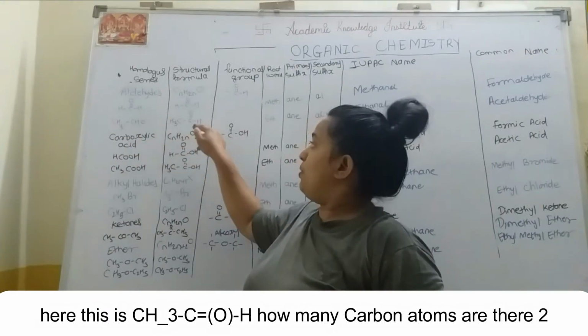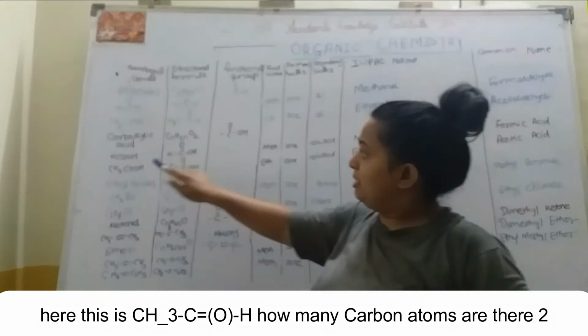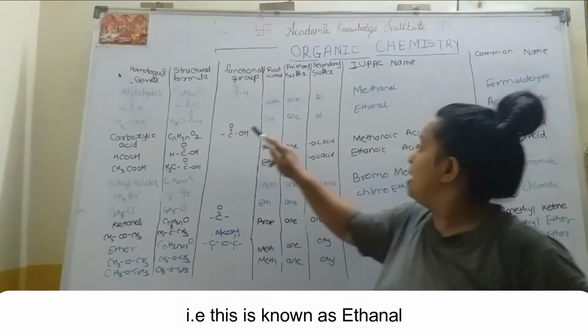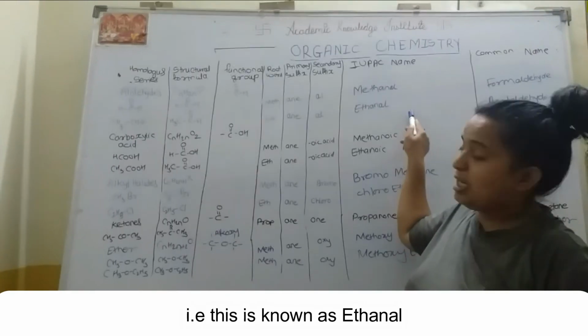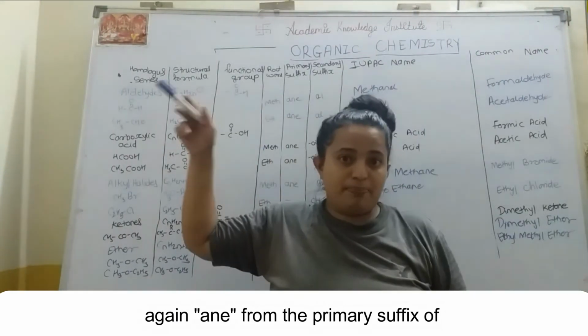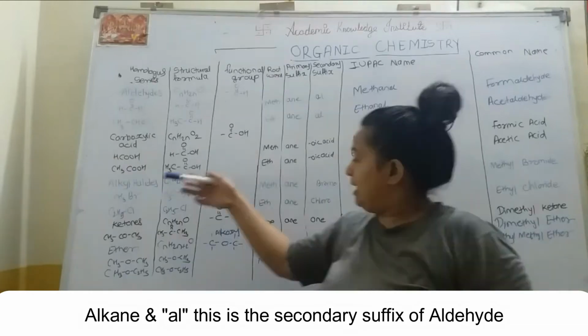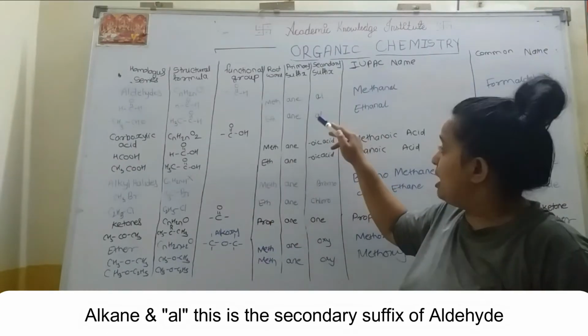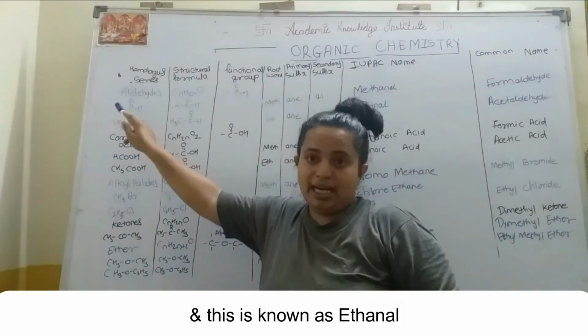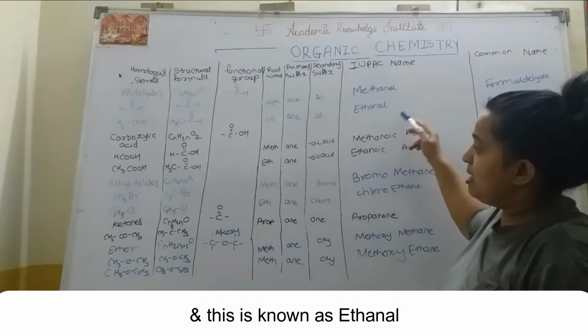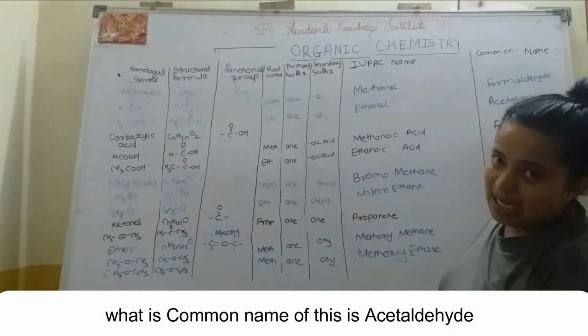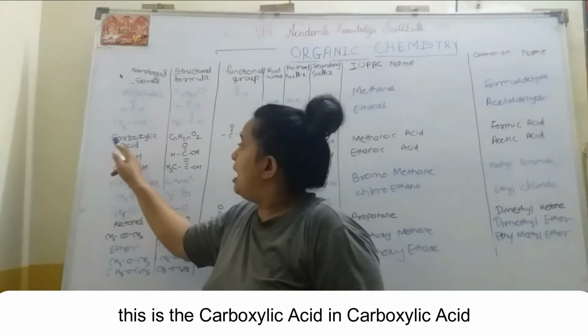Here this is CH3 C double bond O H. How many carbon atoms are there? 2. So that's why this is known as ethanal. Again, A and E from the primary suffix of alkane, and AL is the secondary suffix of aldehyde, and this is known as ethanal. And what is the common name of that? That is acetaldehyde.